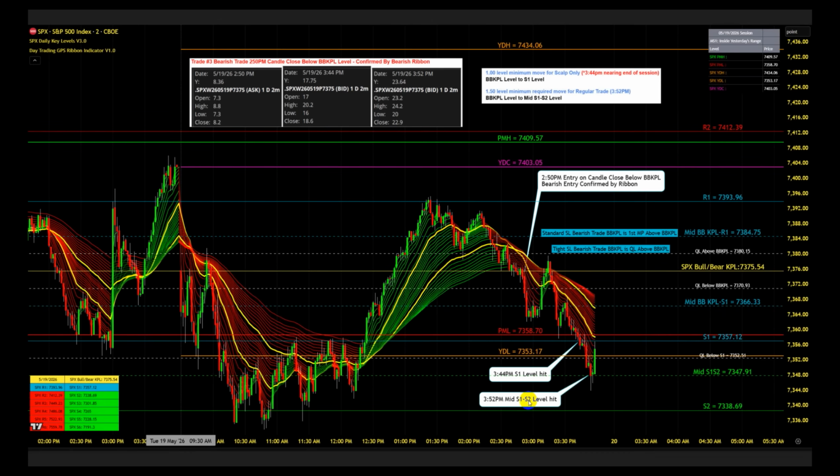At the time it does hit the mid S1, S2 level, as you can see here at the 3:52 p.m. candle close, it is $22.90 bid. So if you did hold on to any runners, any remaining runners, then that would be your exit here, because we're going into the end of the session here with just a few minutes remaining in the session.